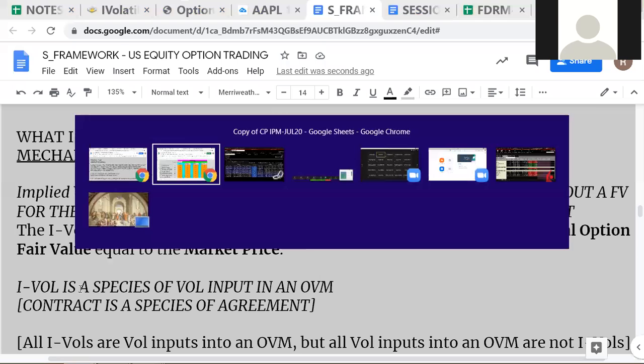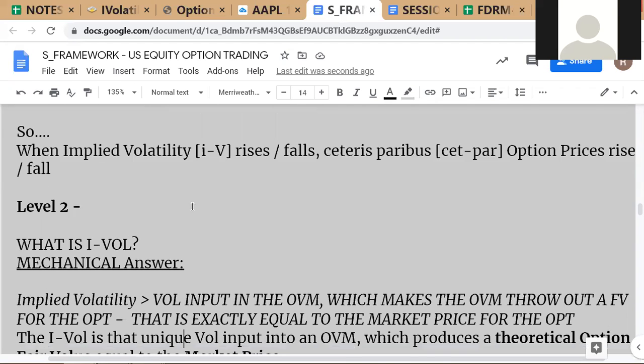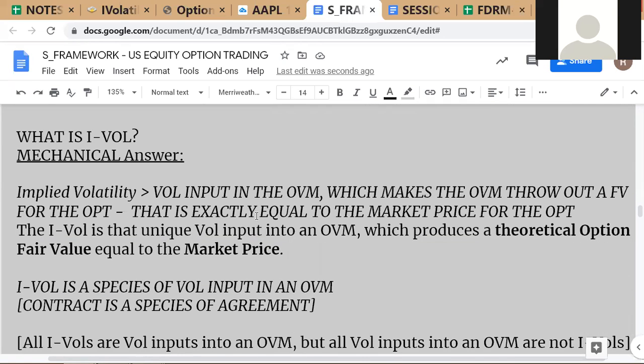Now you can go back and read this later to understand. The reason I write the notes like this is so that students don't have to waste their time in the class taking notes. They can focus on understanding what is being taught. That's why I make the notes like this. What I'm going to explain is how you arrive at the second understanding of I-Vol, which is a mechanical understanding.